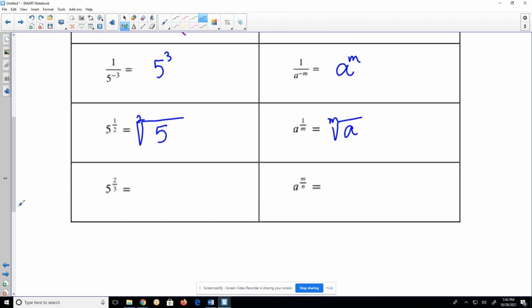Then we can combine them. We can make them negative. We could do all sorts of things. Maybe I'll combine them all, maybe I'll change this to a negative. So 5 to the, you know what, forget that. Let's just do a couple at a time. 5 to the 2/3 power.